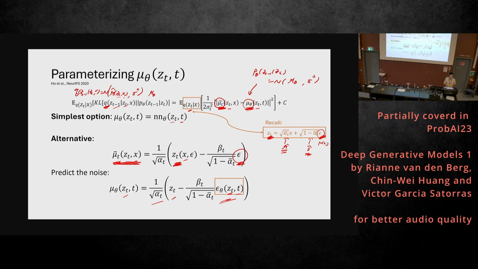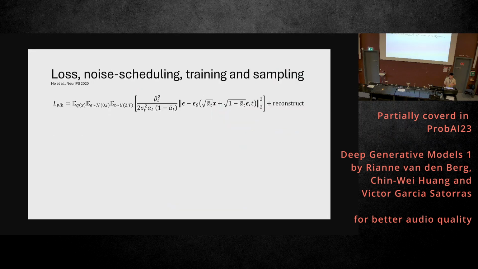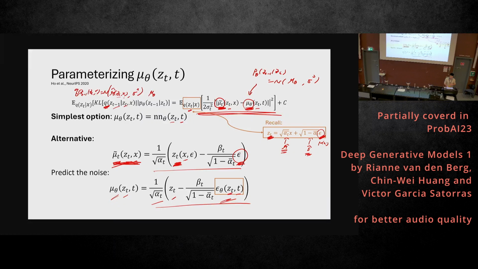At the end, since we want to match mu tilde using mu theta, we will match the right hand side. That means we can rewrite our loss term as a squared distance between the two epsilons. So that means we go from predicting the mean to predicting the noise.